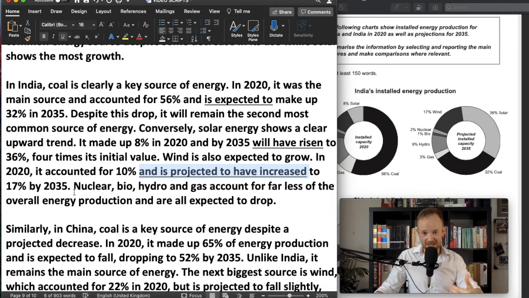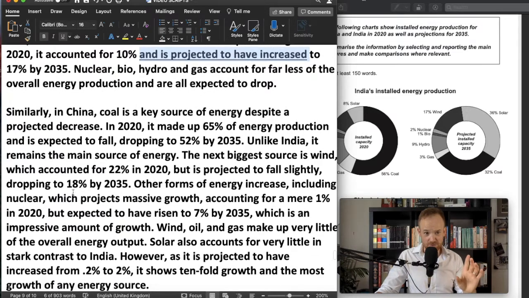Nuclear, bio, hydro, and gas account for far less of overall production and are all expected to drop. So in this last paragraph, I just briefly mentioned them. You might even just not mention them. I think it's important to mention them, but just very quickly, one sentence and done. The other 2 pieces of information, so solar and wind and coal, I just think those are much more important.